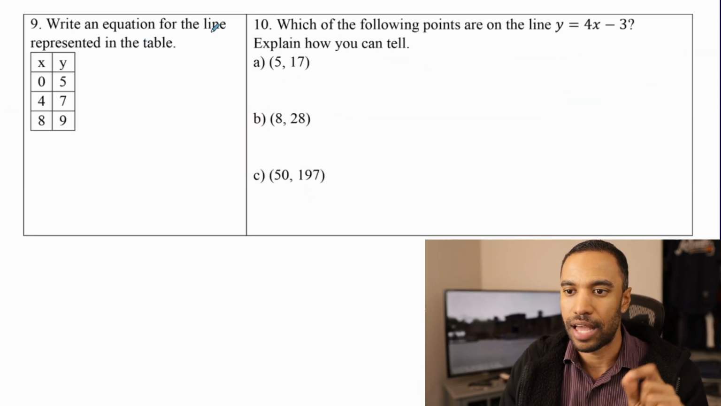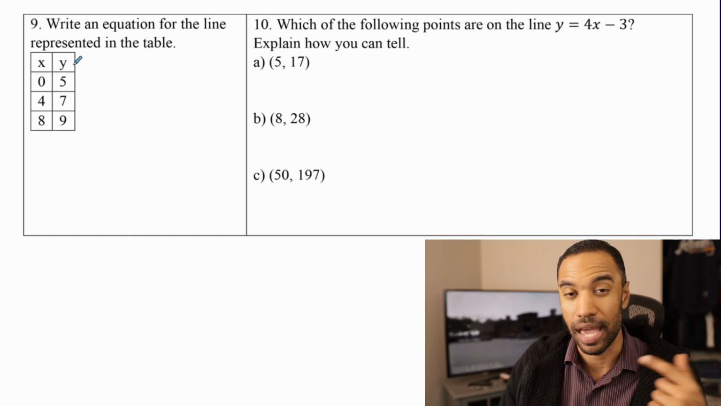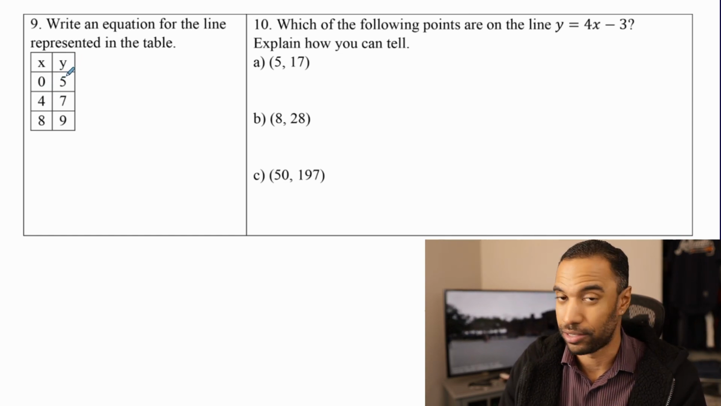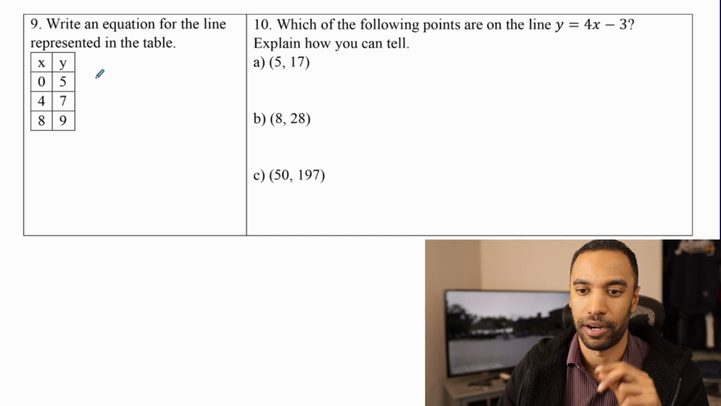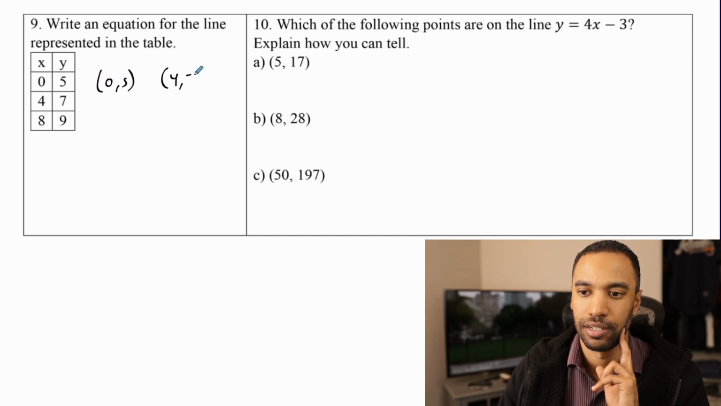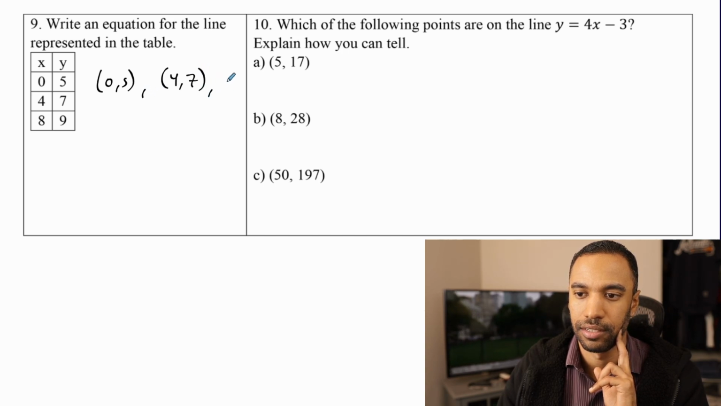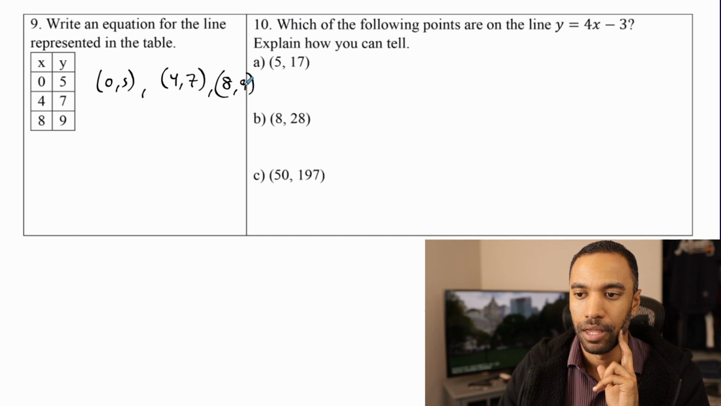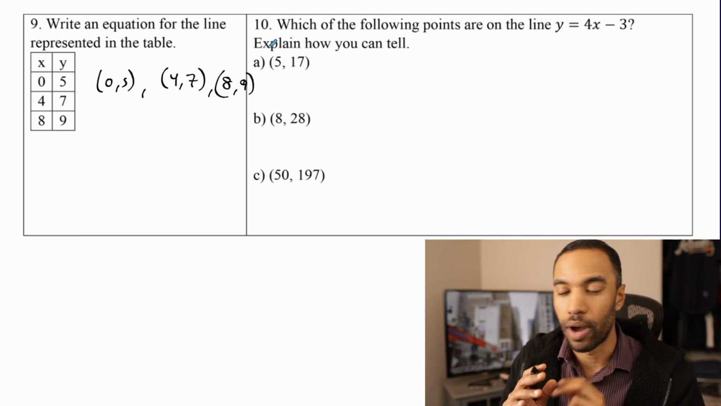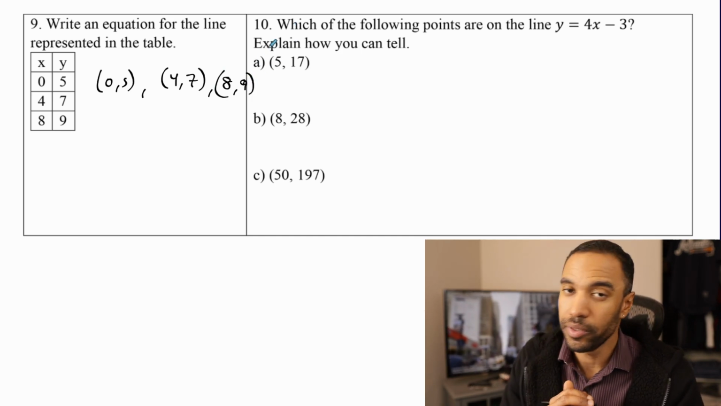Write an equation for the line represented in the table. Now we have, these are points. I want to let you know right now, these are coordinate pairs. This is (0, 5), (4, 7), and (8, 9). All right, we have 3 known points here. Should I use point slope form again? Well, I would probably have said yes.